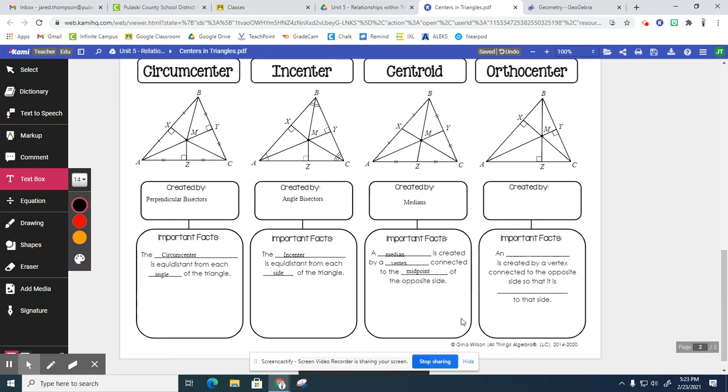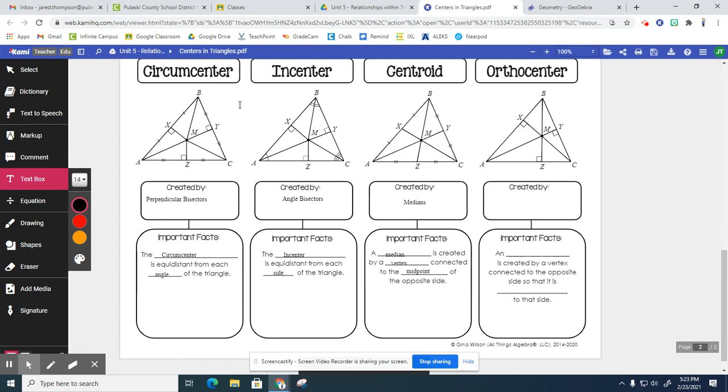Okay? So to make a median, you first need to construct the midpoints of all the sides. And when you do that, it cuts the sides in half. See how they're cut in half? And then a median comes from the vertex all the way down to the midpoint. Vertex all the way to the midpoint.